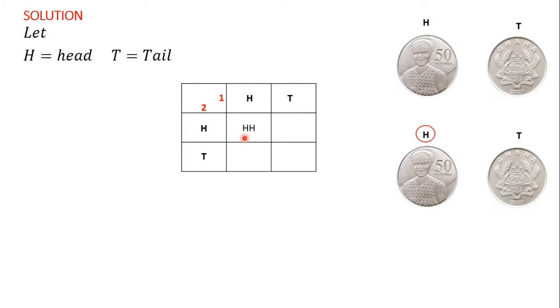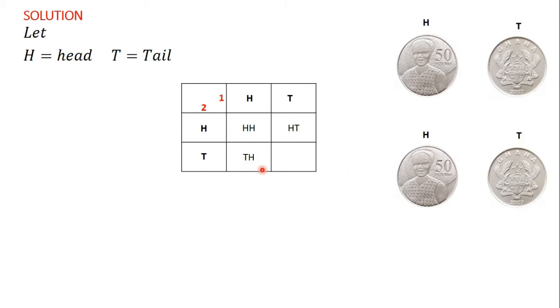It's also possible that at the second toss you have a head and at the first toss you have a tail. So the first toss will land on a tail and the second toss will land on a head. So a head and a tail. That is the second possible outcome. It's also possible that the second toss will land on a tail and the first toss will land on a head. So here it's possible that you have a tail and a head. So a tail here and a head here. So you have a tail and a head.